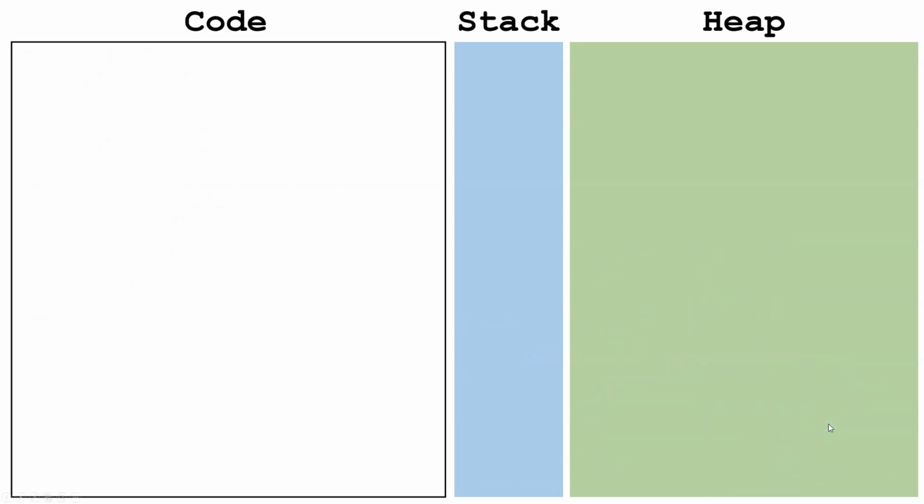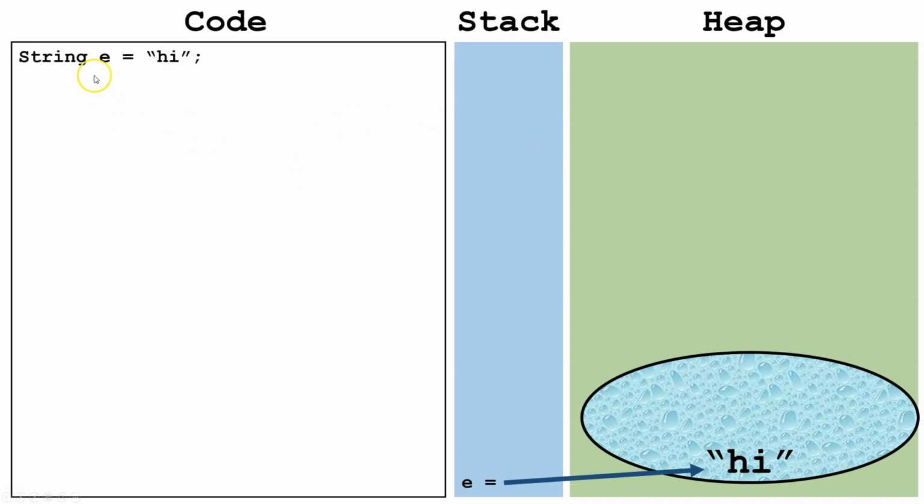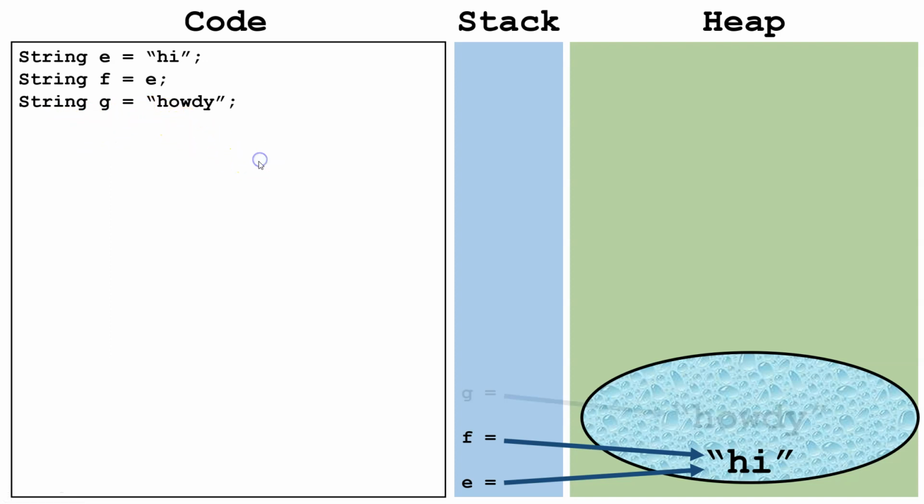Let's look at some other examples to see how strings are handled in memory. Here we're declaring a reference variable E and having it point at a new object hi. Here we're creating a new reference variable of type string F, and we're copying the pointer from E to F so they're pointing at the same memory location. Now we're creating a new reference variable G of type string and setting it equal to the string literal howdy. Next, we're declaring string H and setting it equal to HI with H and I capitalized.